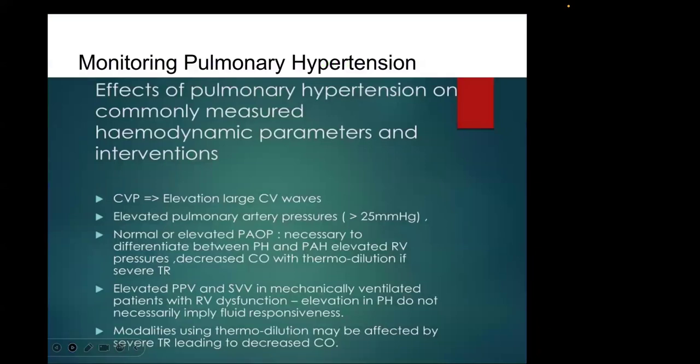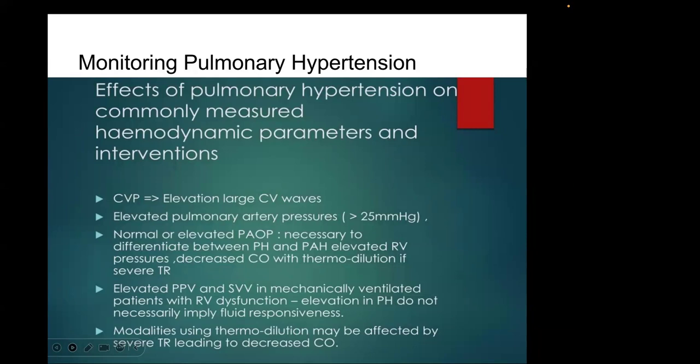Now, monitoring of pulmonary hypertension. Effect of pulmonary hypertension on commonly measured hemodynamic parameters and interventions. CVP: elevated, large CV wave. Elevated pulmonary artery pressure, more than 25. Normal or elevated pulmonary artery occlusion pressure, necessary to differentiate between PH and PAH. Elevated RV pressure. Decreased cardiac output with thermodilution if severe TR. Elevated pulse pressure variation and stroke volume variation in mechanically ventilated patients with RV dysfunction.